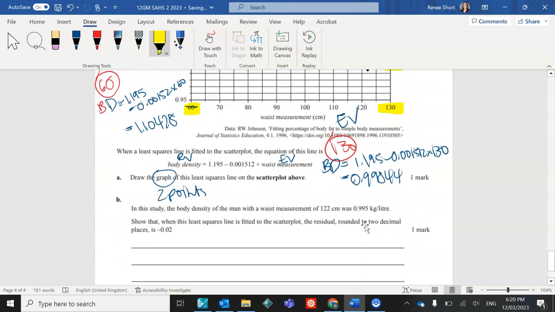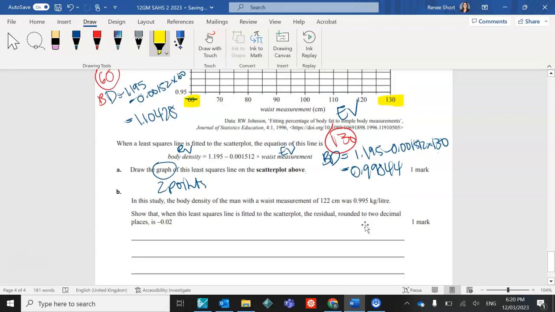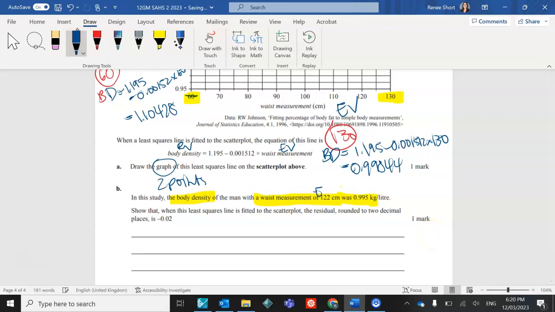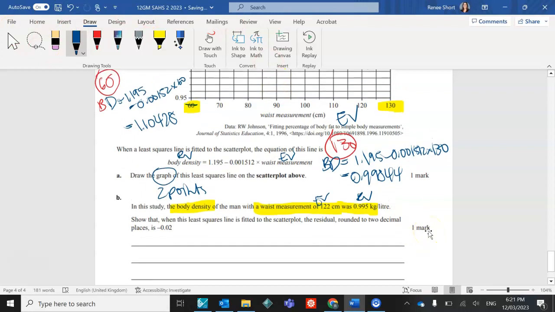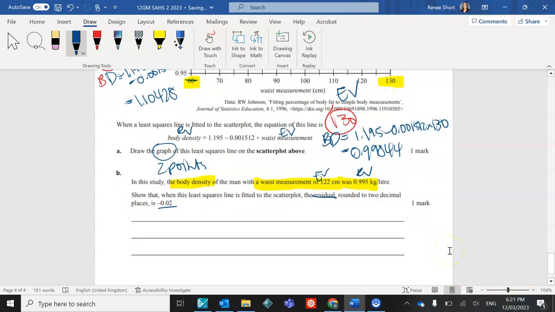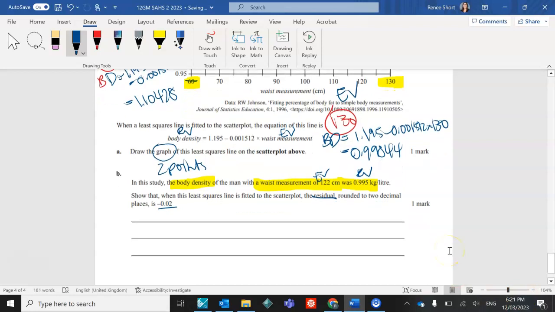Finally, it says that in this study, the body density of a man with a waist measurement of 122, so this is a real person, actual data, was 0.995 kilograms per litre. So this is the actual EV and the actual RV. And it says show that when this is fitted, the residual is negative 0.02. Remember, for a residual, we have to do actual data minus predicted data. So we actually have to get the predicted body density for this man who has a waist measurement of 122.